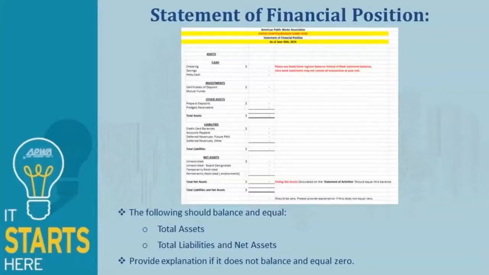The next document that's required is the statement of financial position. This one's pretty straightforward. It calculates your total assets, your total liabilities, and your net assets. And you want to make sure that you don't convert this into PDF. You want to keep this in an Excel format.